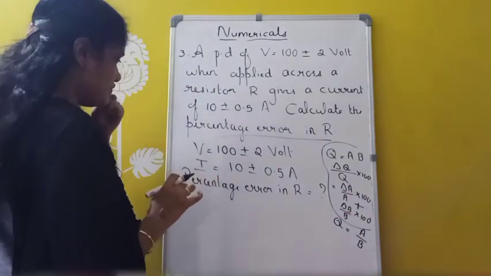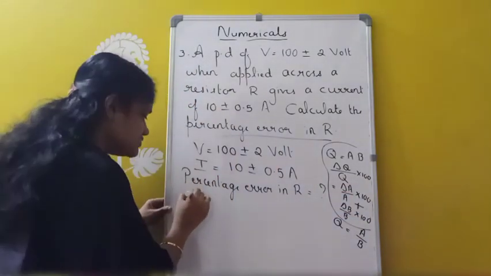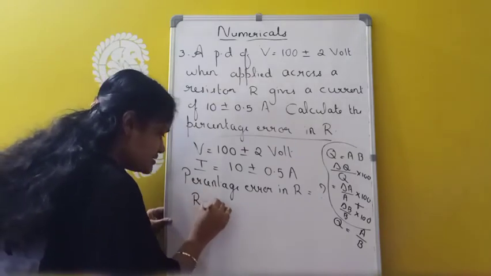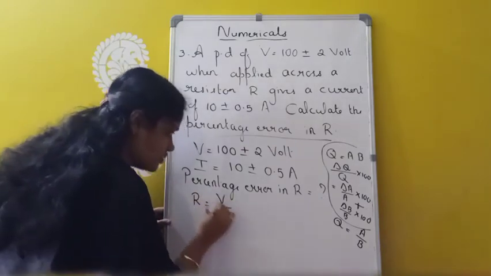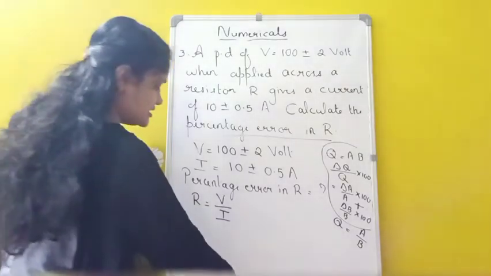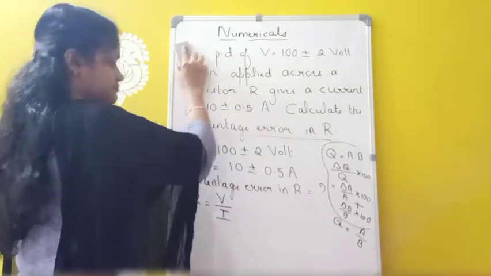Okay. Now here we have to find the resistance. So what is the formula for resistance? R equals V by I. So you can write it in terms of the percentage error.